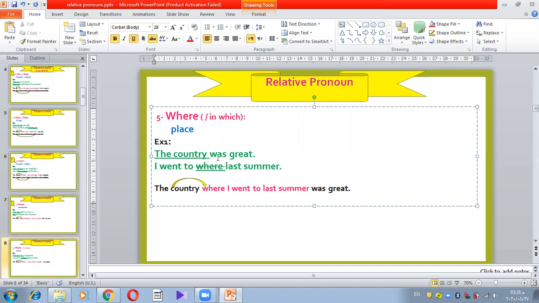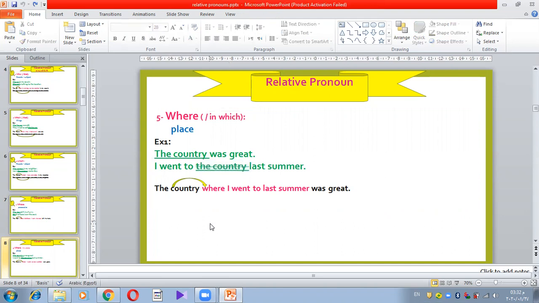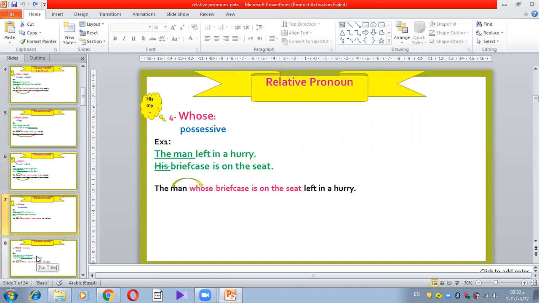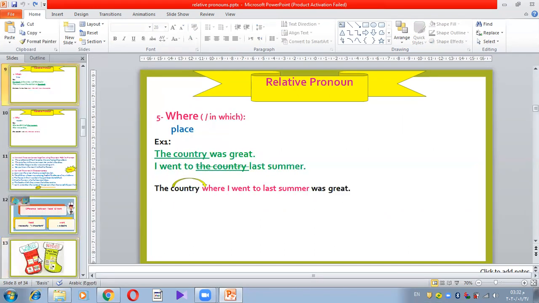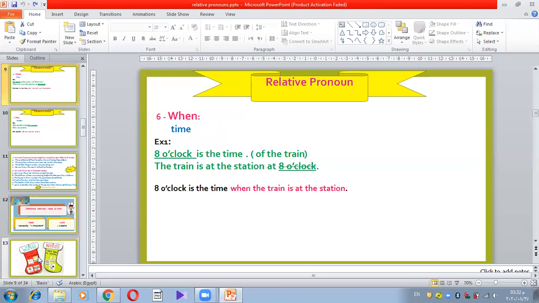The second sentence, I'm gonna complete the first, was great. So where here describes what? It describes the country that we are talking about. It's a place, as we said. Or the country in which I went to last summer was great. Okay, so you can use this or this as you would like to. What's after where? We have when. When refers to what? It refers to timing. Time.